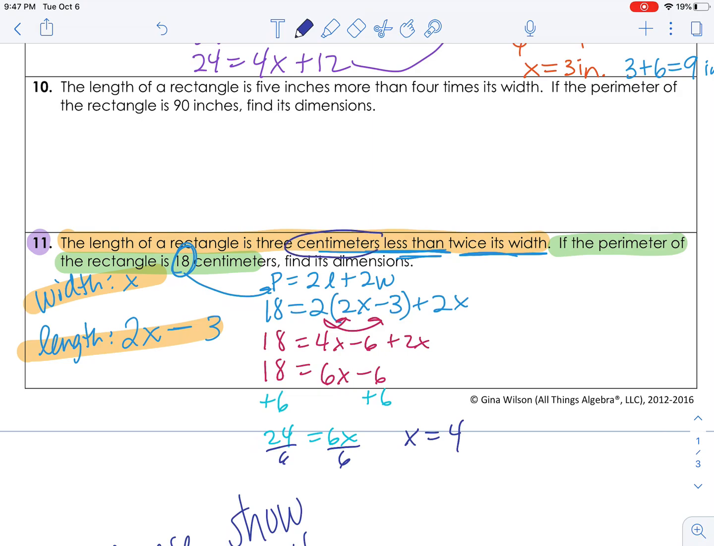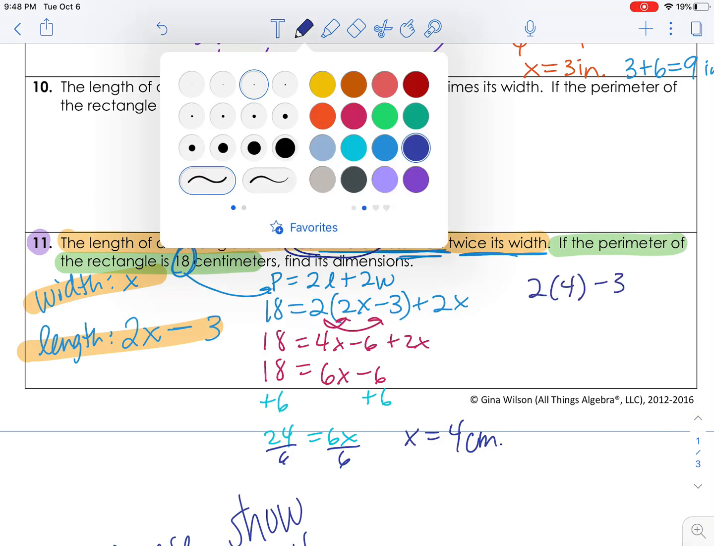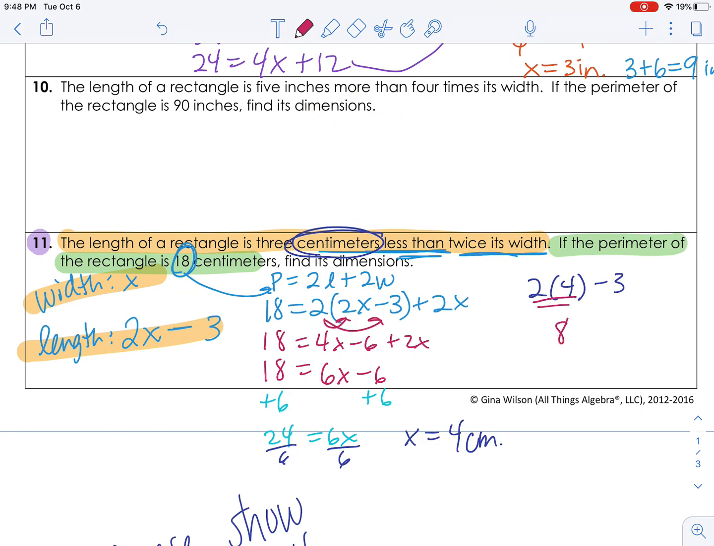And we need to figure out our units. We are measuring in centimeters this time. So x is 4 centimeters. Okay, what is x? X is the width, and I still need to find the length. So I take x equals 4, and I plug it in to what we said we needed to find the length. So this is 2 times 4 minus 3. I have to follow order of operations. 2 times 4 is 8, minus 3 is 5. So the dimensions for this one are 4 centimeters by 5 centimeters.